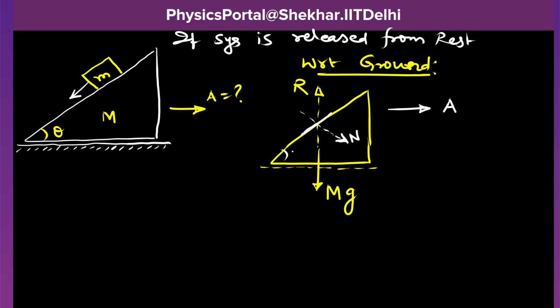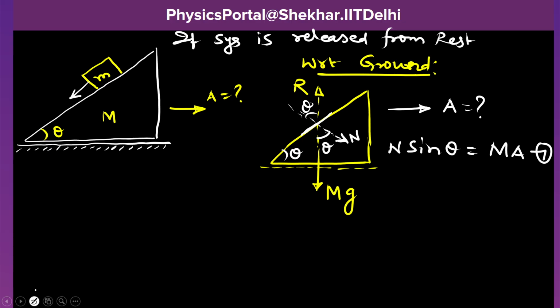Now this angle is again given theta, so this angle will also be theta. So we are not interested in vertical direction because the question is to find out the acceleration A. So if we write this equation along horizontal direction, the only force along horizontal direction is N sine theta. N sine theta is capital M into A. That is equation number 1. Now if we know the value of N, we can easily find out the value of A. So to find the value of N, again draw free body diagram of the block with respect to ground.